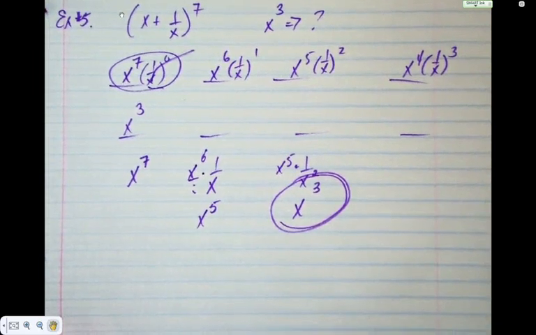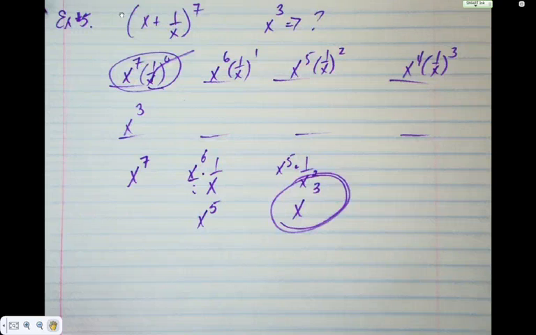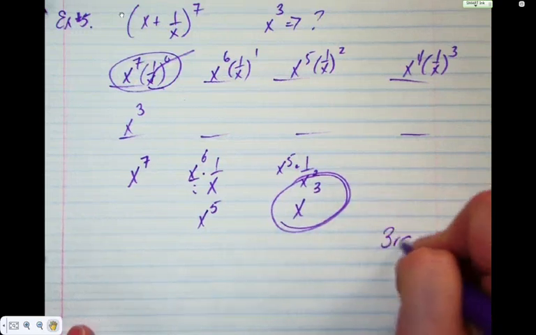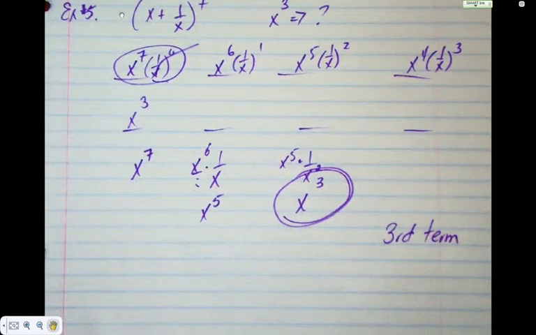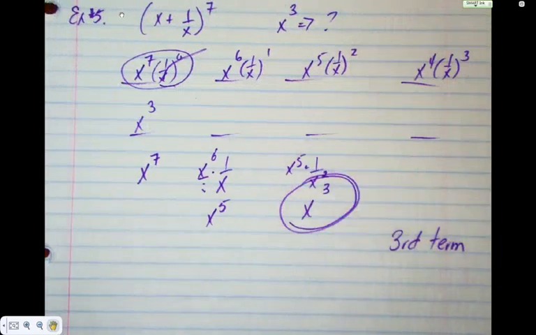How do we answer the question? It's the third term. This is a 2-mark question. It was a justify. So you got 1 mark for saying the third term, 1 mark for justifying. This is enough to justify.